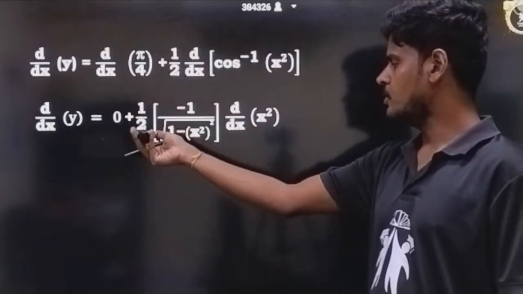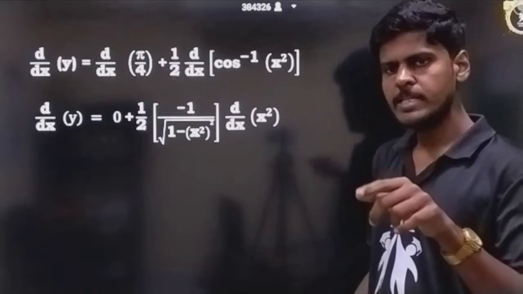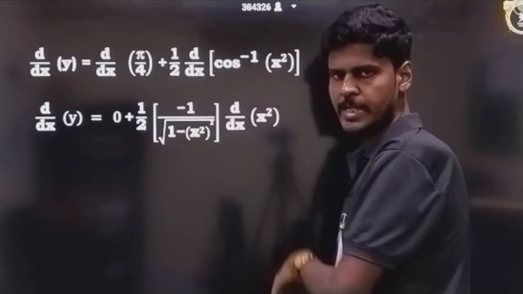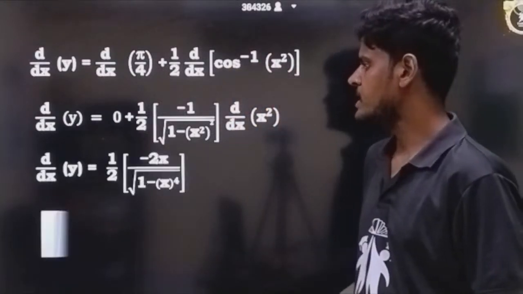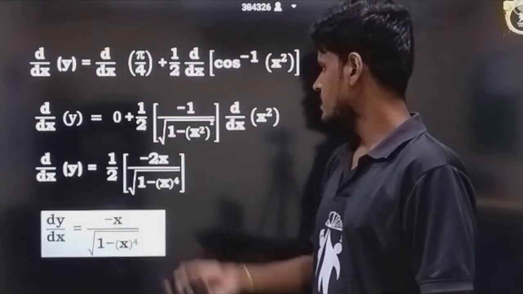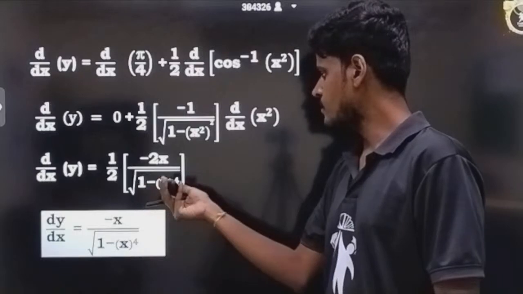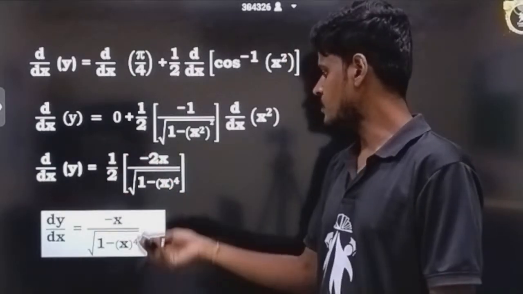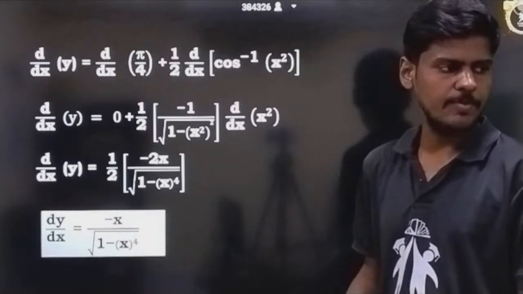And then 1 by 2 of the derivative of cos inverse, which is minus 1 by square root 1 minus x square squared, into dy dx of x square. That is equal to half of minus, dy dx of x square is 2x, divided by square root of 1 minus x power 4. So the final answer is this: 2 and 2 will get cancelled out, remaining minus x by square root 1 minus x power 4.